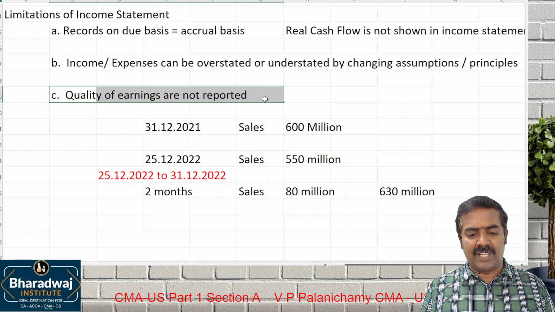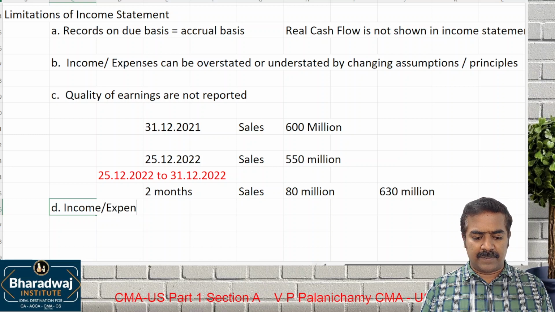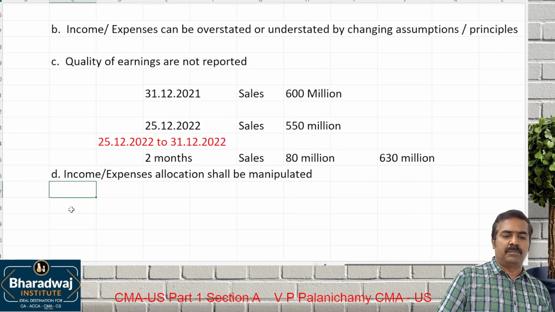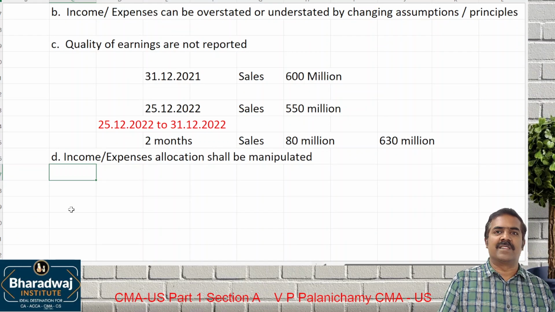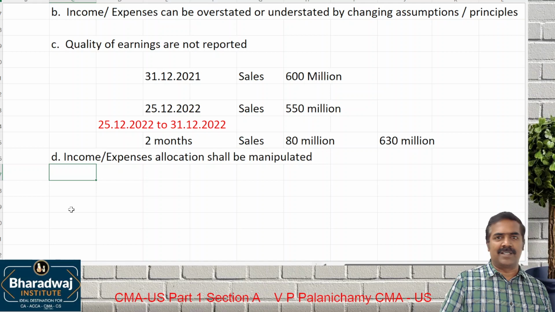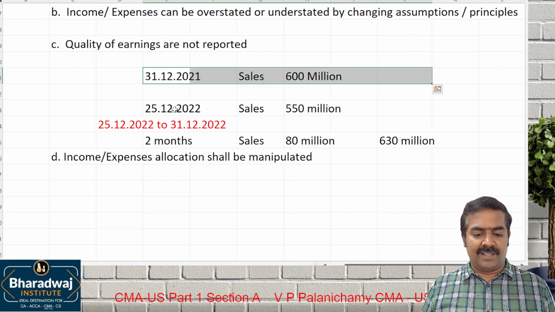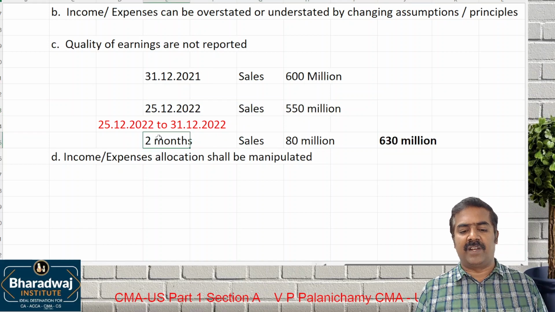That is what? Quality of earnings are not reported, and income or expenses allocation shall be manipulated. Sometimes if you are a dealer, your company will call and say, sir, this month help me achieve the target. Please accept the sales, you can pay after 2 months, 3 months, like that, they will bug you. Why? Because they want to achieve the target, they want to show the sales, they want to book numbers. So the numbers can be manipulated like this. Real income is only 550 million, but they show an income of 630 million, which is not real, which is an inflated number.